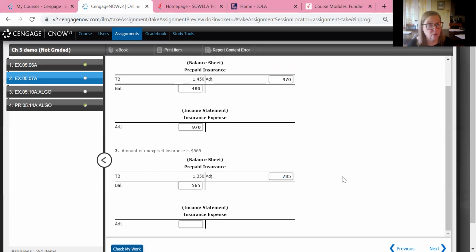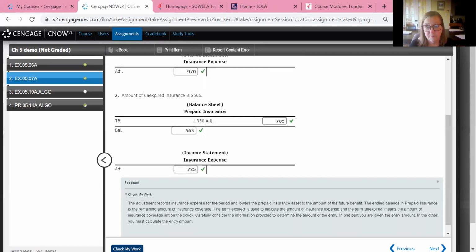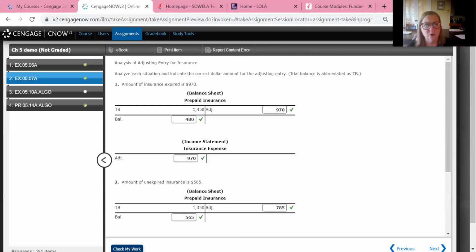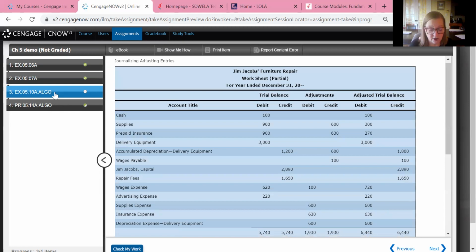Okay, so if I'm going to credit prepaid insurance, I'm going to debit something. I can't debit some random account. I have to only debit the partner account that goes with it, because when this prepaid insurance becomes expired, it automatically becomes insurance expense. So I'm going to debit insurance expense for $785, and I'm going to hope my math is correct. So here I go checking my work. Check marks are my friend. I like that. Okay, so everybody's good, right? And again, anytime you have trouble, just watch it again until you clear it up.